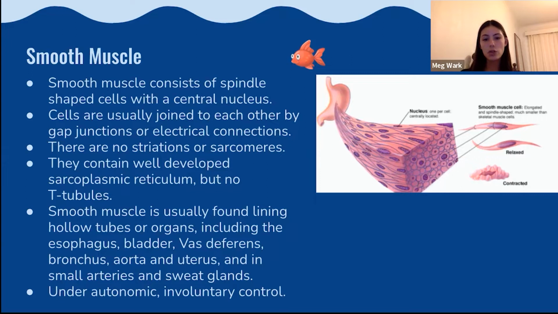Smooth muscle is usually found lining hollow tubes or organs, including the esophagus, the bladder, the vas deferens, the bronchus, the aorta, and the uterus, and in the smaller arteries and sweat glands. And smooth muscle is under autonomic involuntary control. So again, you can't contract your own smooth muscle. That's something that happens without you thinking about it.